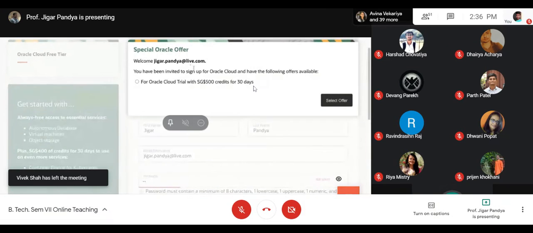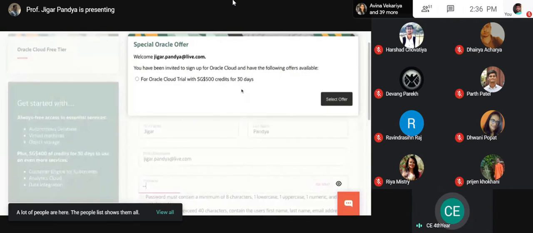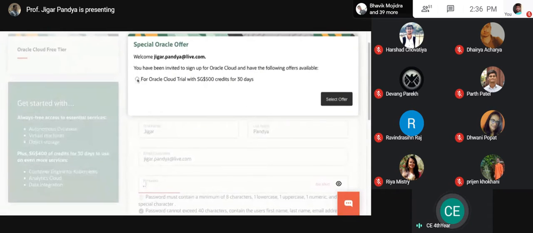This is the special offer that you are seeing. It popped up automatically, so make sure pop-ups are enabled. Maybe it is a pop-up only. So I would have to choose this offer for this particular account.